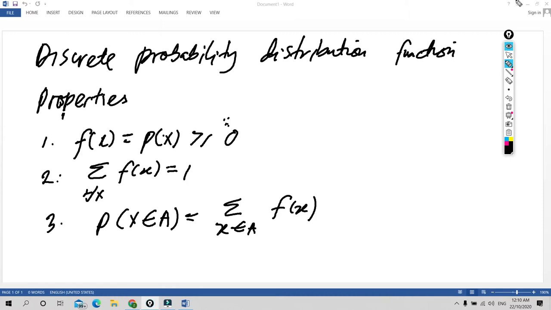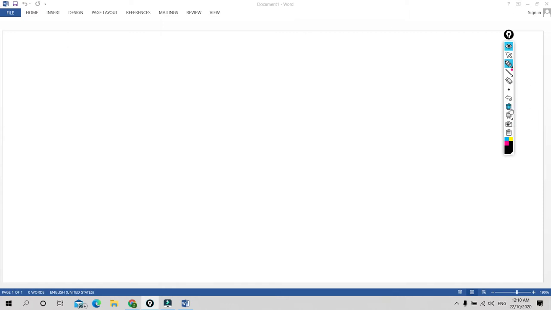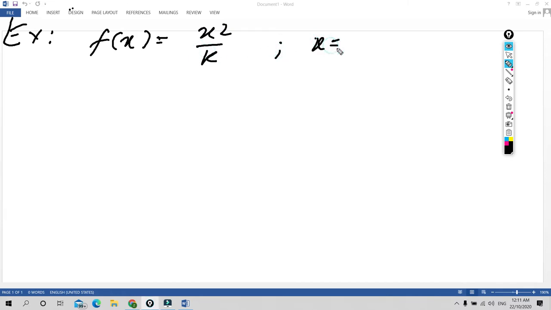Now we take one example here. Let's say f(x) is equal to x squared over k, given that x is equal to 1, 2, 3, and 4. I want to find the k value. Find k.